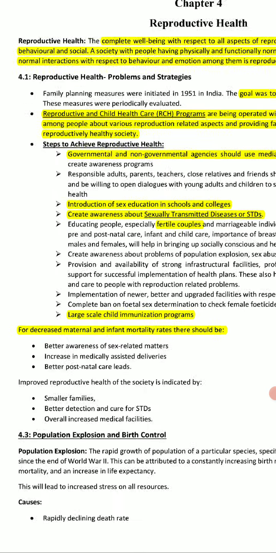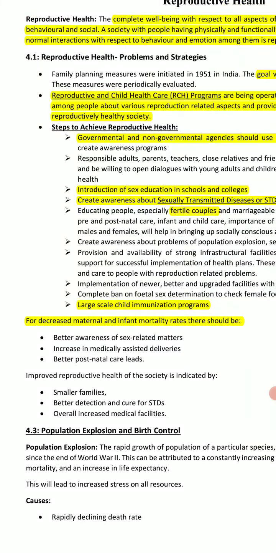Okay. Next one is improved reproductive health of the society is indicated by. So these 3 points are also important. Improved reproductive health of the society is indicated by smaller families, by maintaining family planning. Second option, better detection and cure for STDs. The third option, overall increased medical facilities.